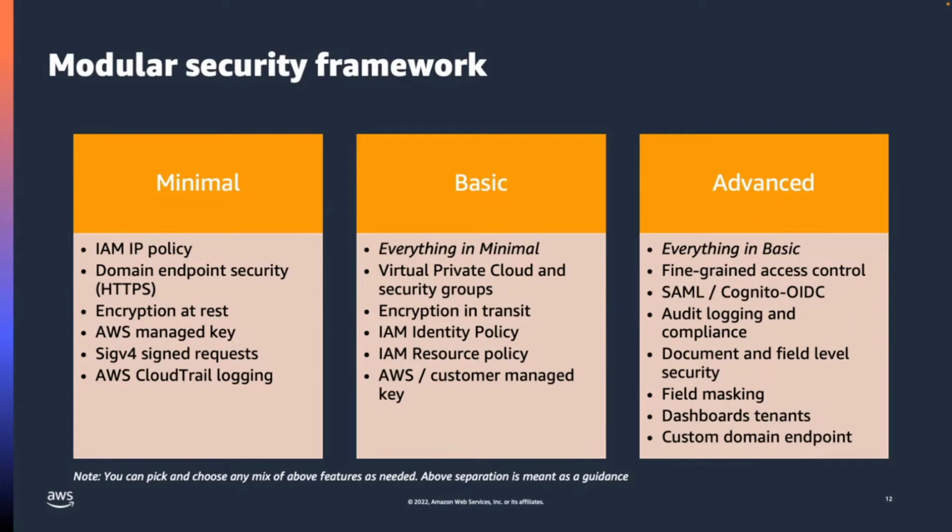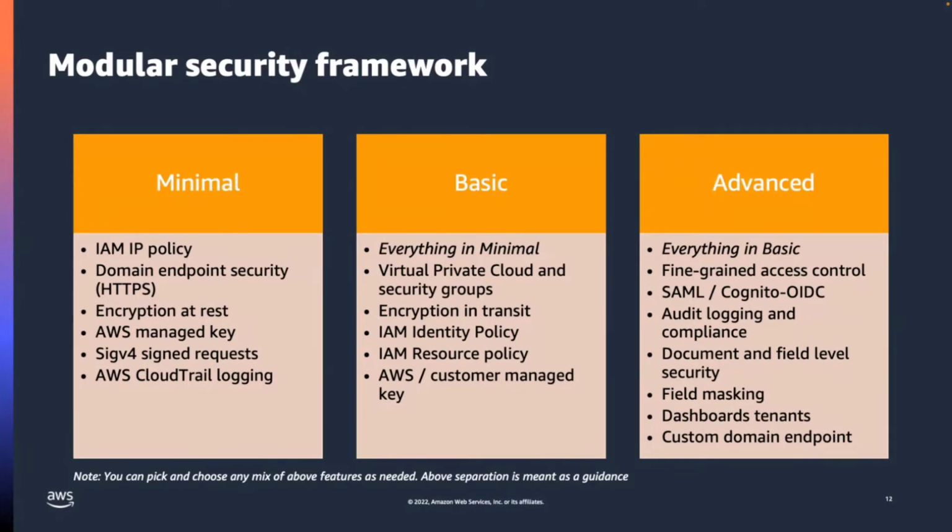And then AWS CloudTrail logging. Any configuration changes on your domain, whether someone tries to create, delete, or update a domain, or make security changes on the domain, are all logged in AWS CloudTrail by default. We enable this for you. We want to make sure that you have at least a minimal security posture, with the least friction. So that's your minimal bucket.